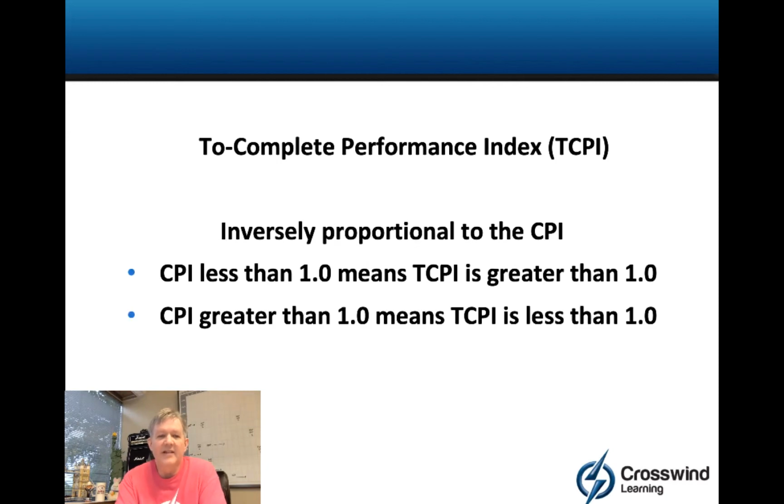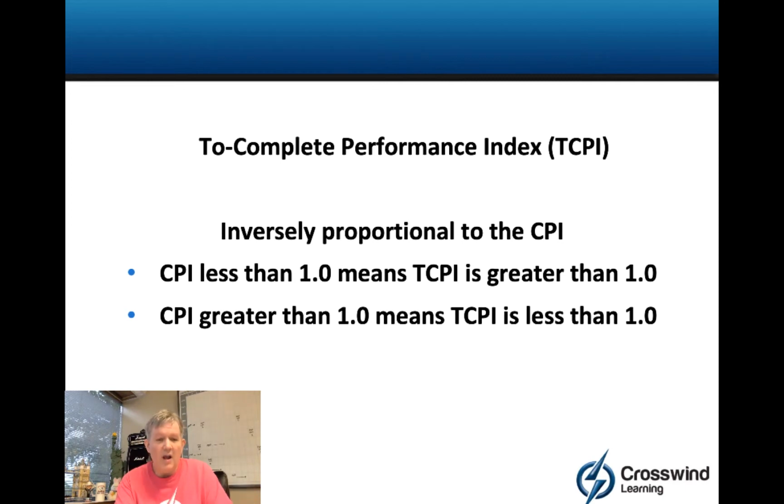Now that said, it is inversely proportional to the cost performance index. So in other words, if your CPI is less than 1.0, meaning you're not getting a dollar's work out of a dollar, your TCPI is going to be greater than 1.0. So say you had a CPI of 0.8, your TCPI is going to be greater than 1.0 because you're not getting a dollar out of a dollar with a CPI of 0.8. So as a result, from that point on, you're going to have to get more than a dollar out of a dollar to end up on track.